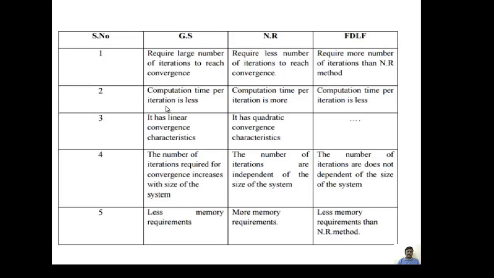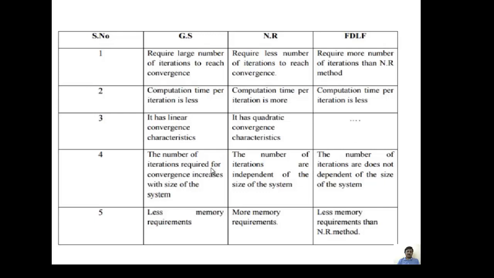The computation time per iteration is very less in GS because it is a very simple method, with very flat equations. But the computation time per iteration in the NR method is enormously high because it is a very complicated process. Whereas in the fast decoupled method, the computation time per iteration is also less because we have simplified it. Gauss-Seidel has linear convergence characteristics, while NR has quadratic convergence characteristics.